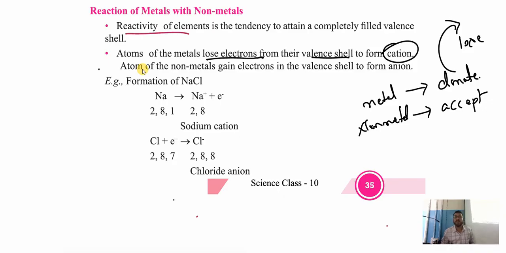Cation. जब वो डोनेट कर रही तो उनका कौन सा आयन फॉर्म होता? They form cation. Now atoms of non-metals gain electrons. Then their valence shell will become anion. तो उनका valence shell क्या हो जाता? Anion हो जाता. उन्हों दे रही तो cation, तो इन्हों ले रही that is anion.